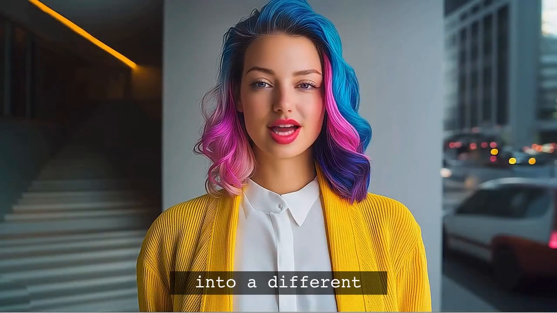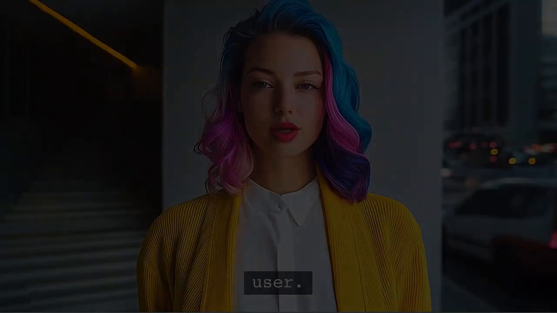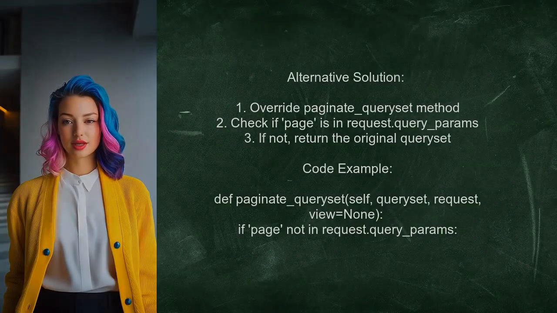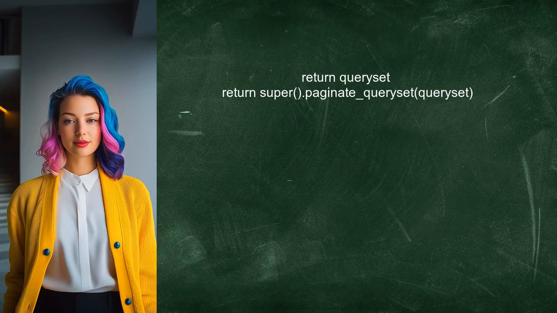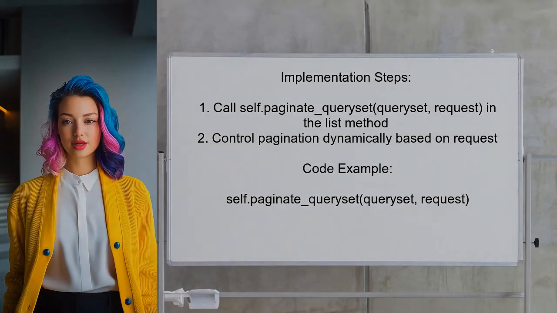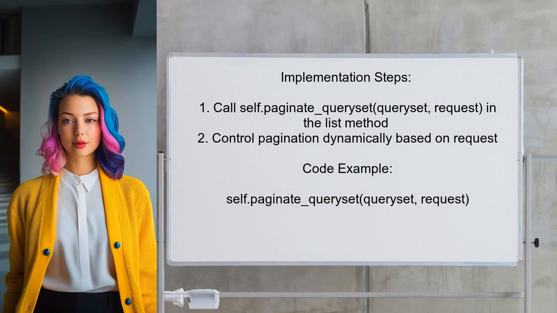Now, let's dive into a different answer from another user. An alternative approach shared by another user suggests modifying the pagination behavior in your model view set. Instead of setting pagination class to none, they recommend overriding the paginateQuerySet method. Then call this function within your list method using self.paginateQuerySet queryset request. This way, you can dynamically control pagination based on the request parameters.